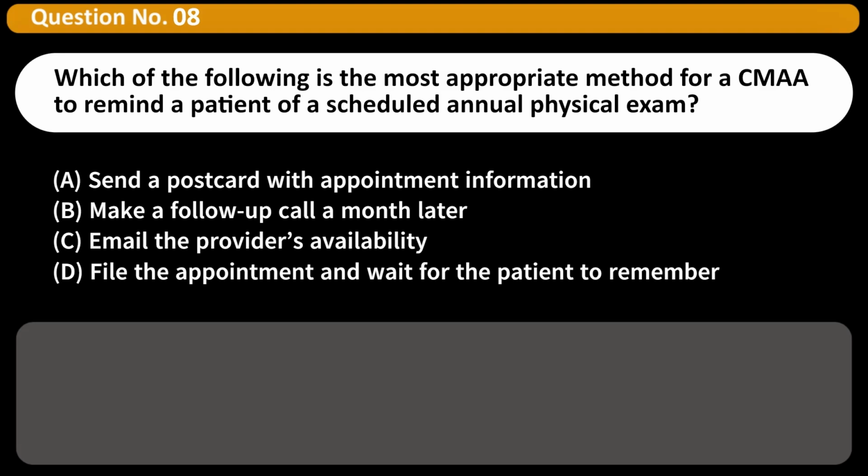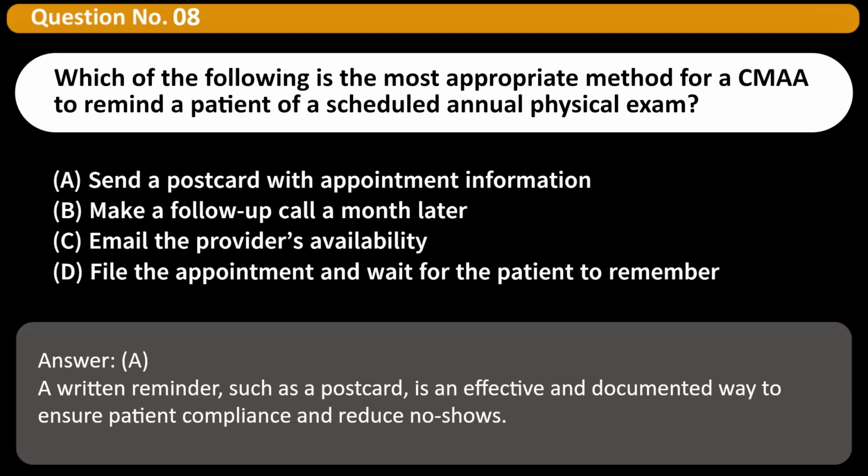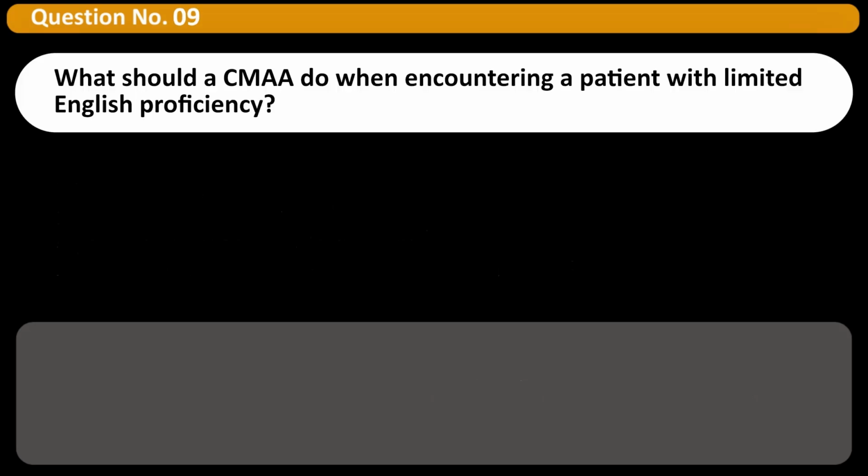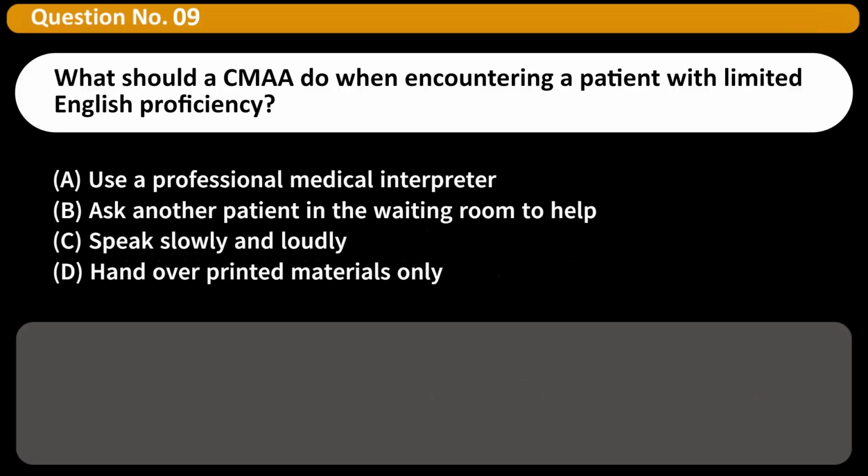B. Make a follow-up call a month later. C. Email the provider's availability. D. File the appointment and wait for the patient to remember. Answer: A. A written reminder, such as a postcard, is an effective and documented way to ensure patient compliance and reduce no-shows. What should a CMAA do when encountering a patient with limited English proficiency?